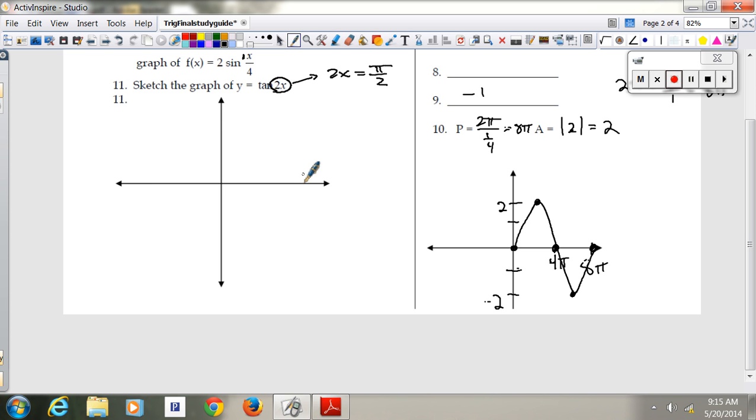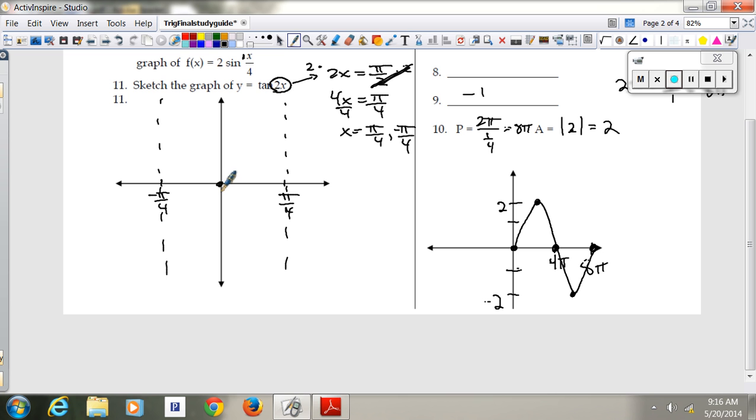So we want to find out where I'm going to put my dotted lines here. So you could divide by 2, or you could multiply by 2 to get rid of the fraction. So you get 4x equals pi, divide by 4, and x is going to be pi over 4. And since it's symmetrical, negative pi over 4 is going to be your other dotted line. So you're going to have a pi over 4. You're going to have a negative pi over 4. Those are going to be the 2 dotted lines.